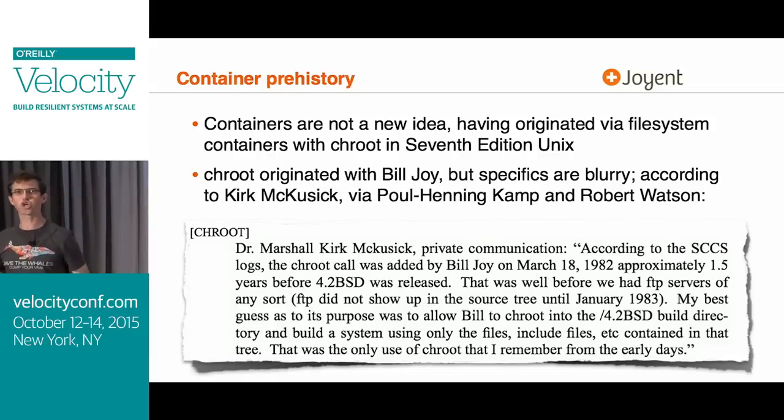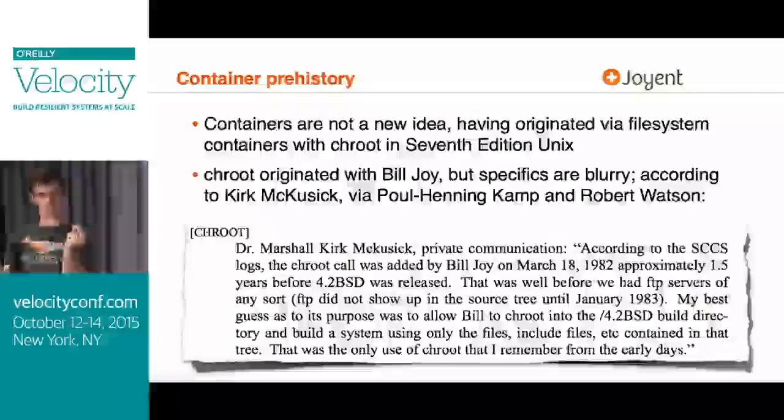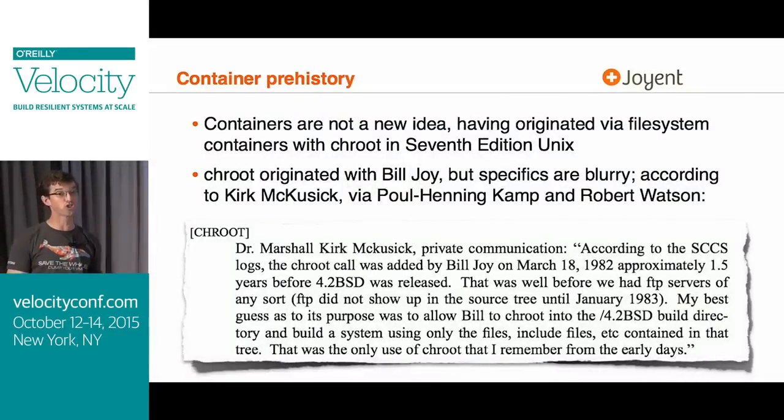But for that, let's turn the history dial back, as I am wont to do. Let's look at container prehistory. Where did containers come from? And actually the great thing about containers is kind of like the mystery of the world. We don't totally know. So containers emerged with Chroot, with BSD back in the day.